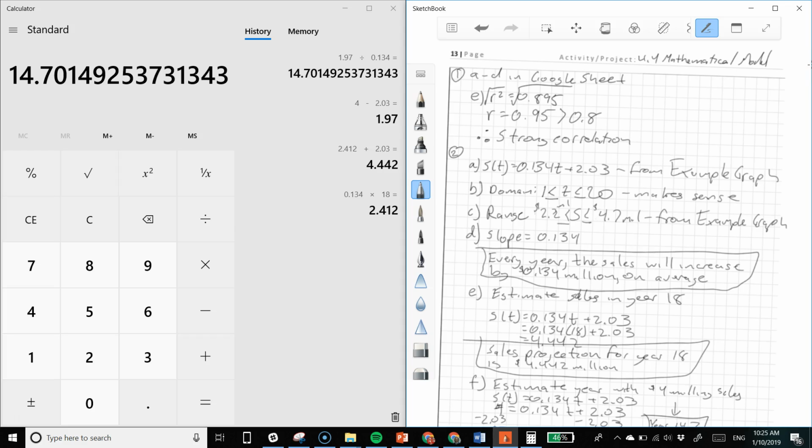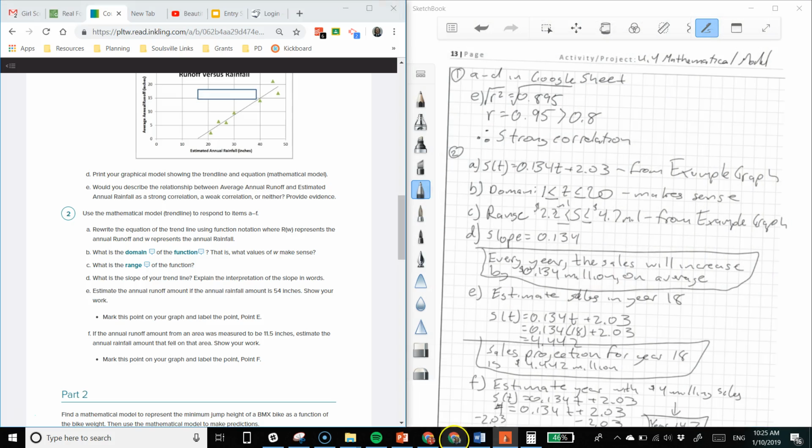All right. That is how we do all of step 2, or the rest of step 2. Make sure I didn't miss anything. All right, so this is mark the point on your graph and label point E and point F. Don't worry about doing that since you guys do not have paper copies of the graph. So you just need to do the estimates there. All right. And that is how you do part 1 of activity 4.4.